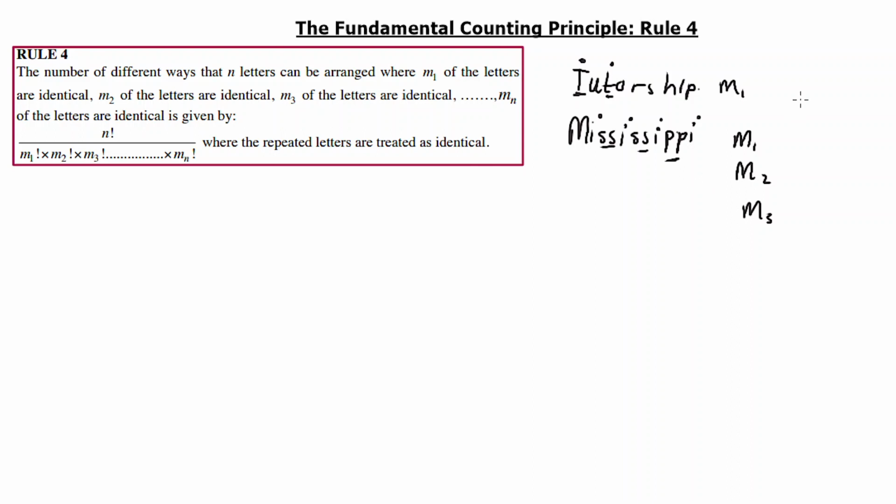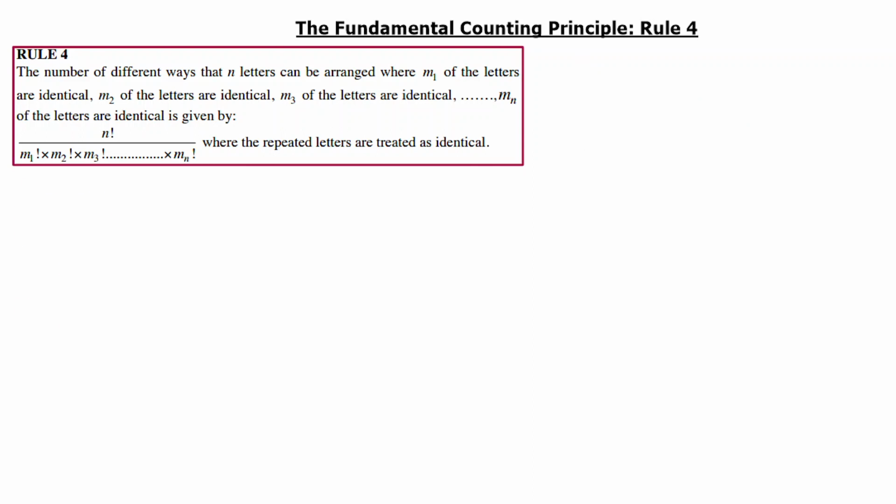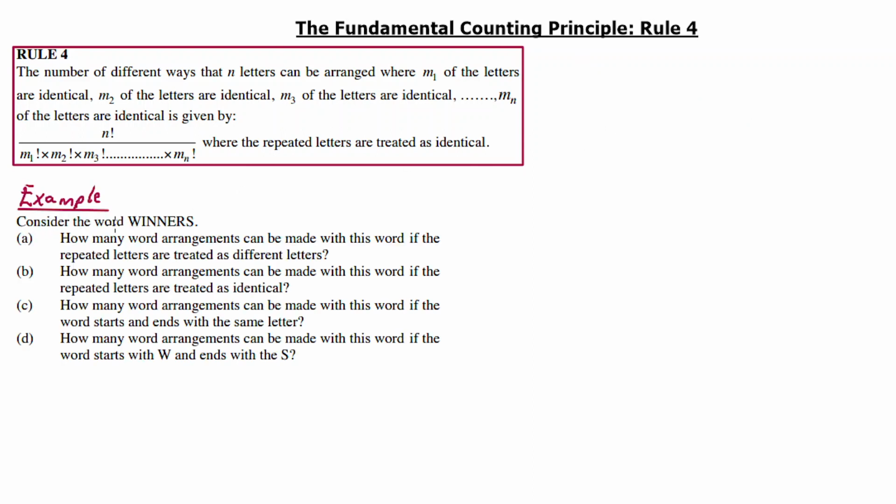So we'll do an example, just to demonstrate rule number 4. We will come back to Mississippi. Now I feel like we should do the example first. Alright, let's take an example. Consider the word winners. A, how many word arrangements can be made?